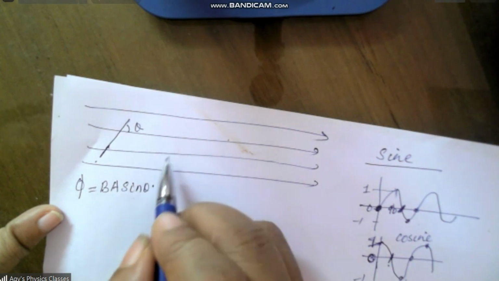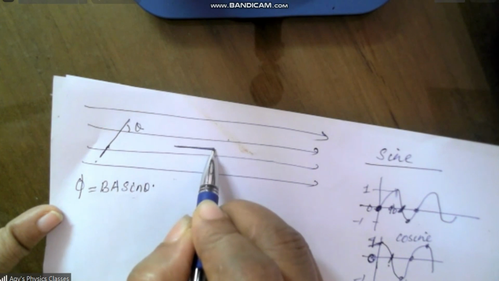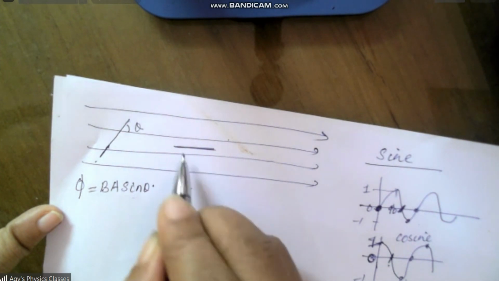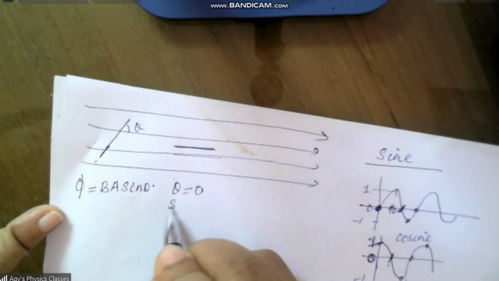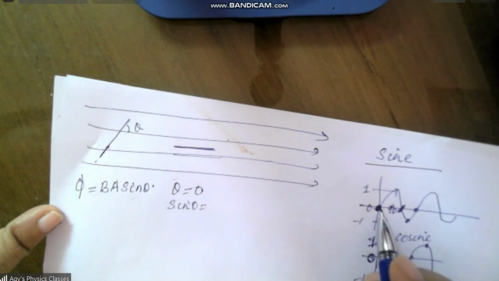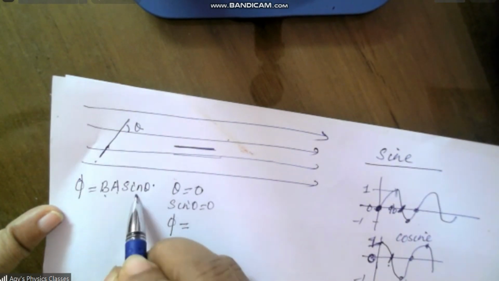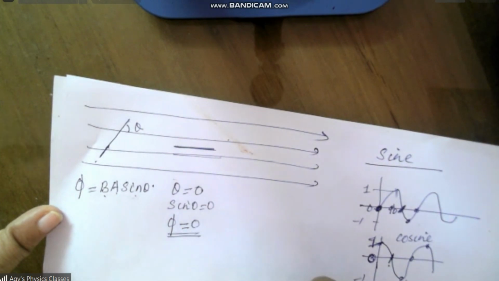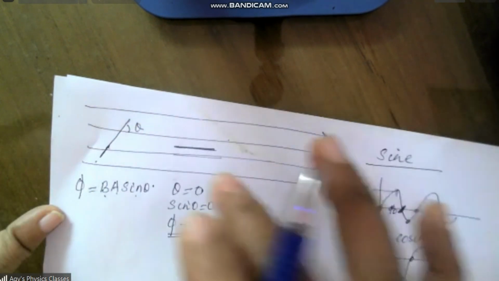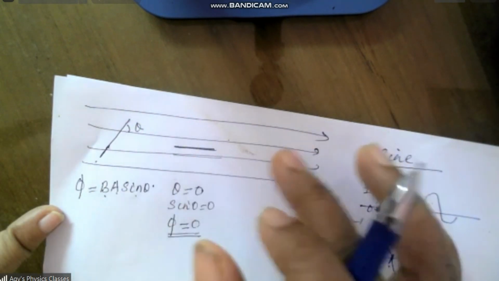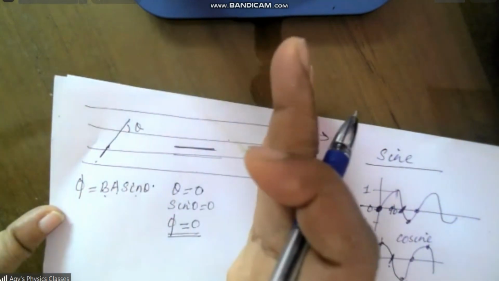Now, if I keep the same paper area this way, what is the angle? The angle between the paper and the field lines is 0. Sine 0 is 0. Therefore, flux phi is equal to BA into 0, which is 0. No lines are passing through, no flux is linked with this. In simple terms, this paper orientation is not cutting through the field lines.